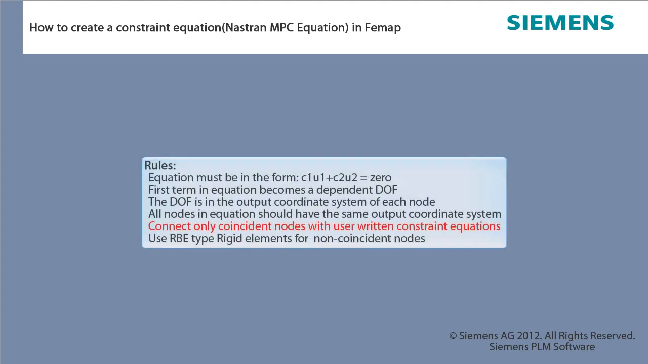Rules. The equation must be in the form C1U1 plus C2U2 equals 0. The first term in the equation becomes a dependent degree of freedom. The degree of freedom is in the output coordinate system of each node. All nodes in the equation should have the same output coordinate system. Connect only coincident nodes with user-written constraint equations. Use RBE-type rigid elements for non-coincident nodes.